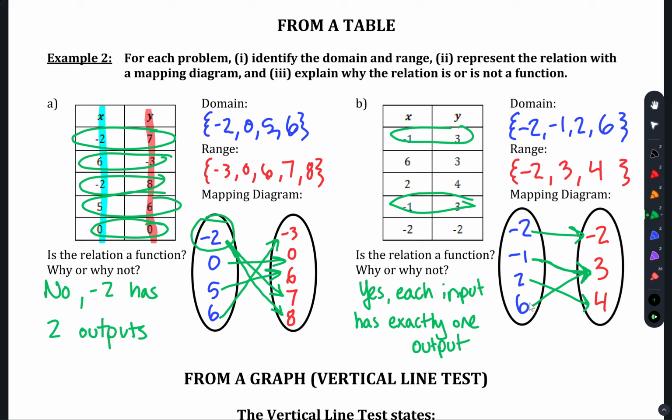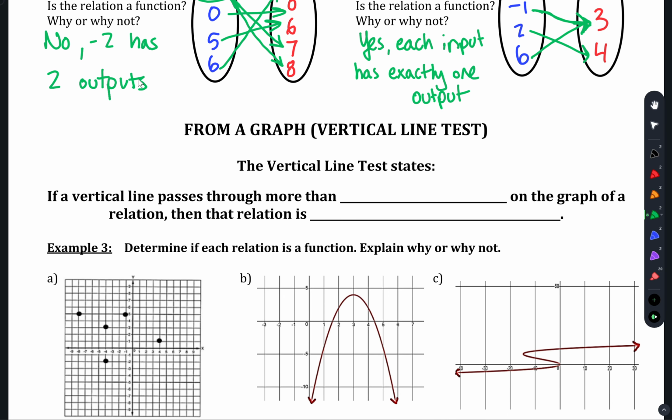Okay. The last thing I'm going to show you, we've done points in a table. We've done points just written out in a list. Now I'm going to show you points on a graph. How do we figure out if something is a function? And it's very, very easy.